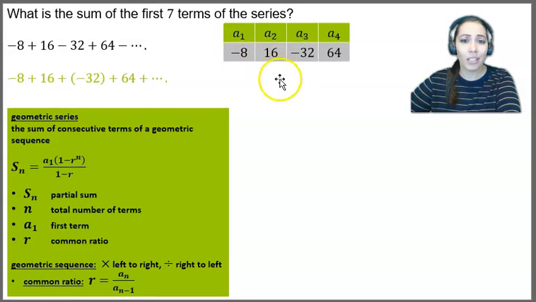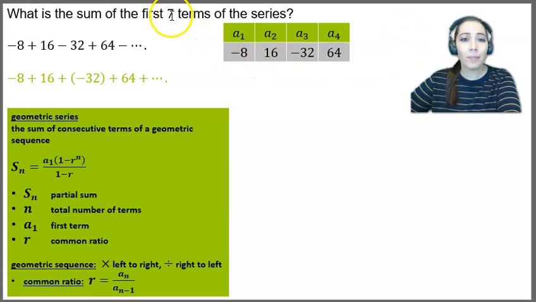After that, I'm going to go ahead and just put it in the chart. My a sub 1 is -8, a sub 2 is 16, a sub 3 is -32, and a sub 4 is 64. Now, if I have to find the first 7 terms of this series, I already have the first 4. I could find the common ratio and find a sub 5, a sub 6, and a sub 7, and then just add them all up.